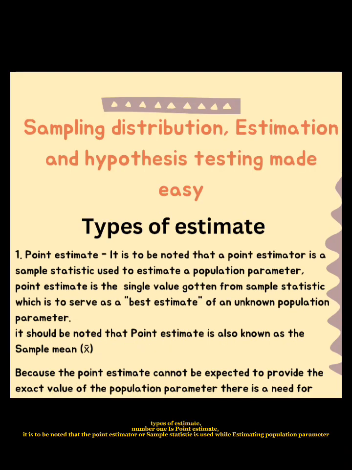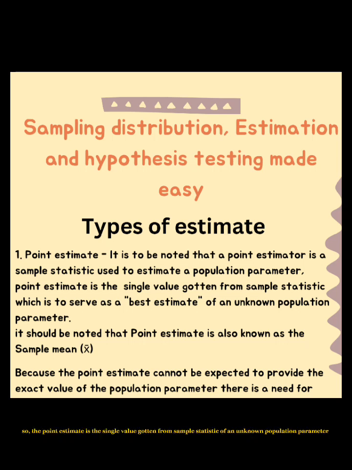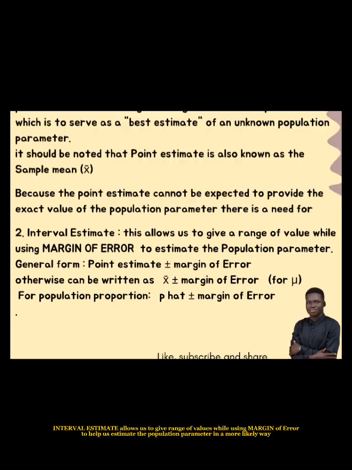Types of estimate. Number 1 is point estimate. It is to be noted that the point estimator, or sample statistic, is used while estimating a population parameter. So, the point estimate is the single value gotten from a sample statistic of an unknown population parameter. It should be noted that the point estimate is also known as the sample mean. But because the point estimate may or may not give the exact value to be used for the population parameter, we introduce what we know as interval estimate. Interval estimate allows us to give a range of values while using margin of error to help us estimate the population parameter in a more likely way.